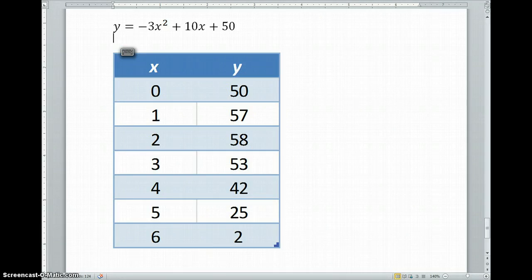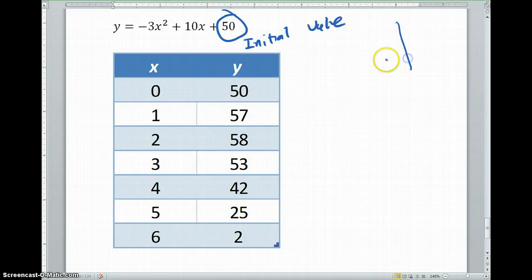Okay, well now what we want to do is try to understand the connections between these different parameters in the equation. We notice that 50 is the initial value. That's the vertical intercept. In other words, in my graph, I would start at the point 0, 50. So that's just as before. Now 10x, again, represents my initial rate of change. In other words, that's my blast-off speed.